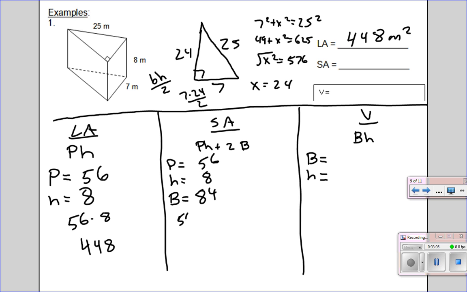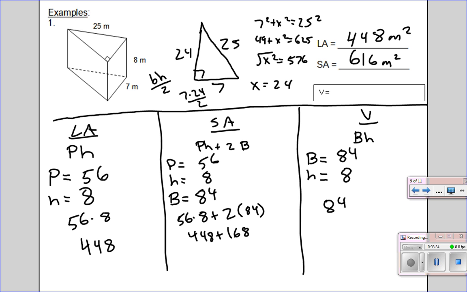So now just plug in, so 56 times 8 plus 2 times 84. Well, we know this is 448 plus 168. I add those up, and I get that the surface area is 616 meters squared. Now, the surface area should always be bigger than the lateral area, because I'm including extra pieces. Now for the volume. The area of the base, well, we know that's 84. The height of the prism is 8. So all I've got to do now is 84 times 8. And I get 672 meters. And since it's volume, it's going to be cubed, because that's three-dimensional. So volume needs to be cubed.